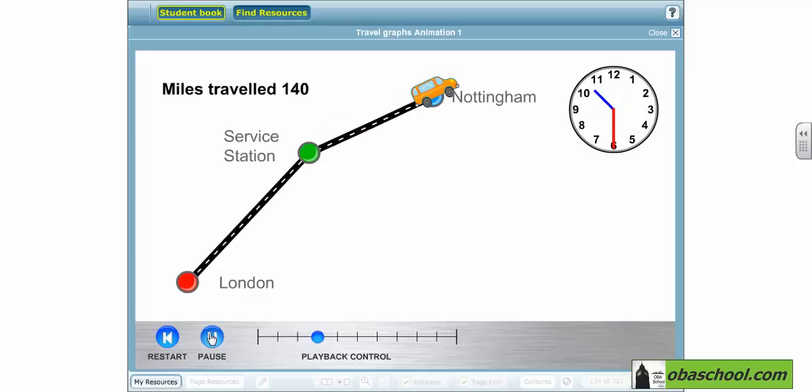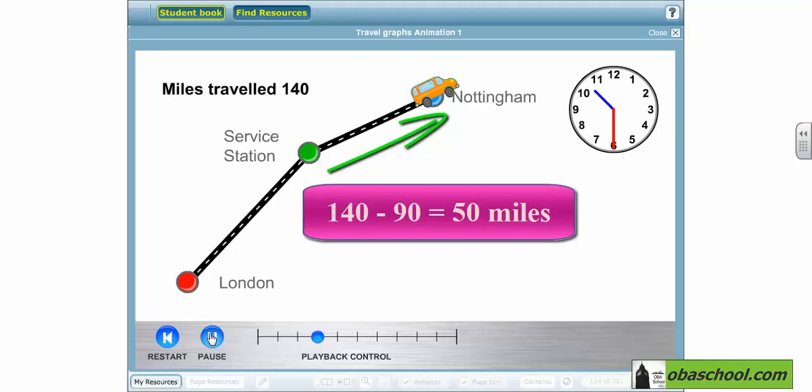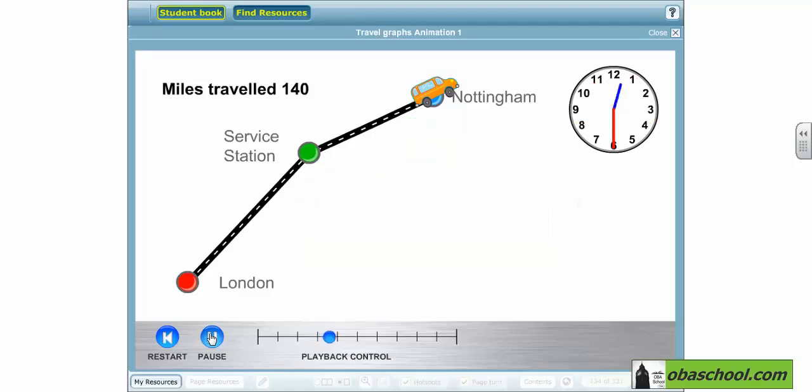it moved to Nottingham. We can see that the miles traveled are now 140 miles. And the time taken is from 9:30 to 10:30, which is 1 hour. And if we want to get the distance just from the service station to Nottingham, it is the total distance traveled, 140 minus 90, which is from London to the service station, equal to 50 miles.